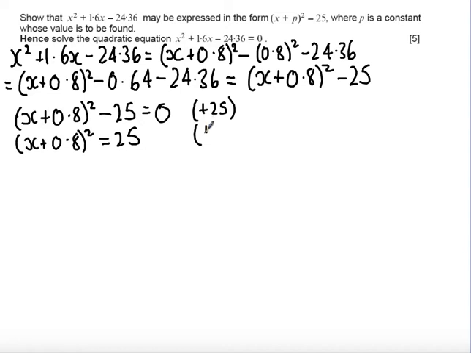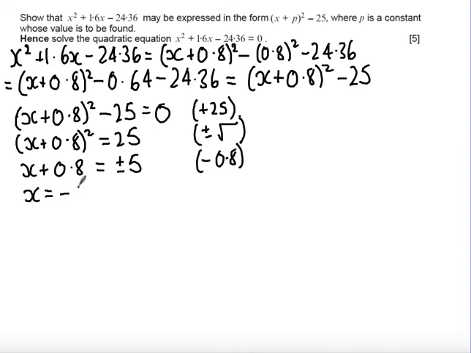We're going to square root both sides. Please remember that it is plus and minus the square root because we want two solutions. So I'll get x plus 0.8 equals plus or minus 5. And then finally, I want to subtract 0.8 from both sides to leave x as the subject. So I'll get x equals minus 0.8 plus or minus 5.